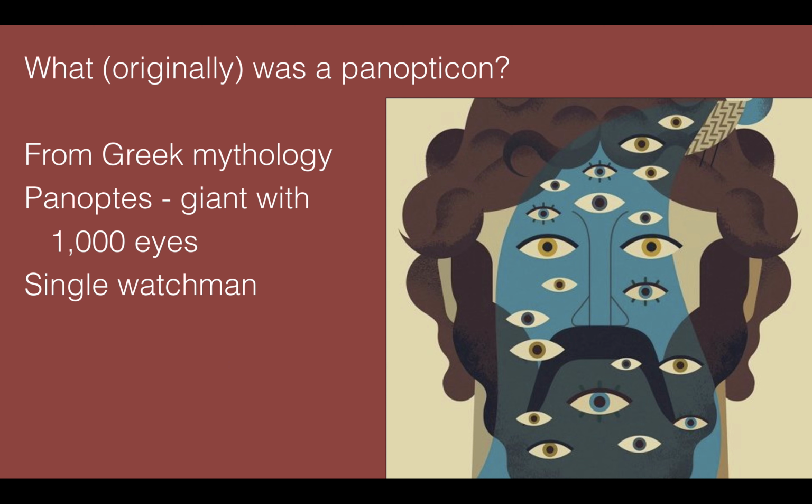Before that, where did the term actually come from? What's its etymology? It comes from Greek mythology. There is a giant called Panoptes who had 1,000 eyes, and he was a single watchman. So basically, Panoptes could have some of his eyes asleep and closed while others were open, so he would make a perfect watchman.